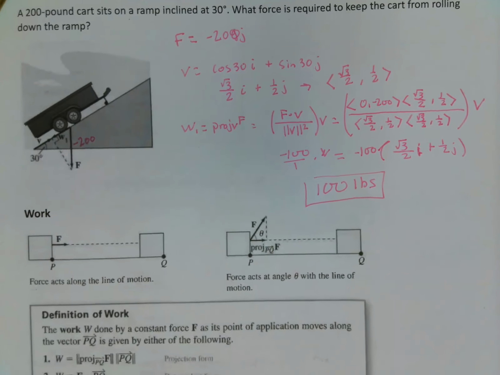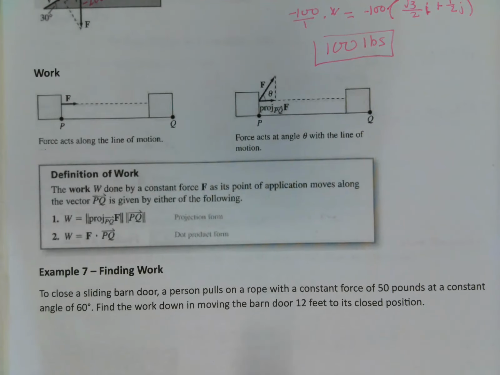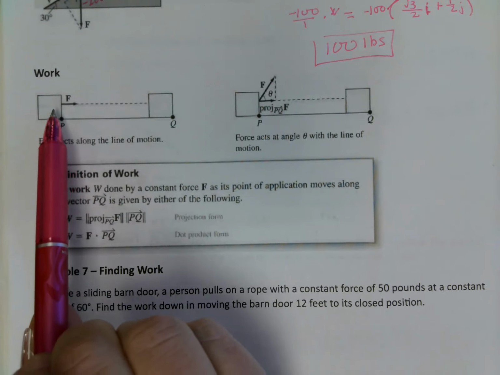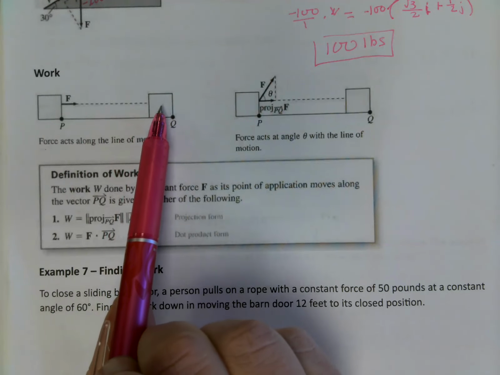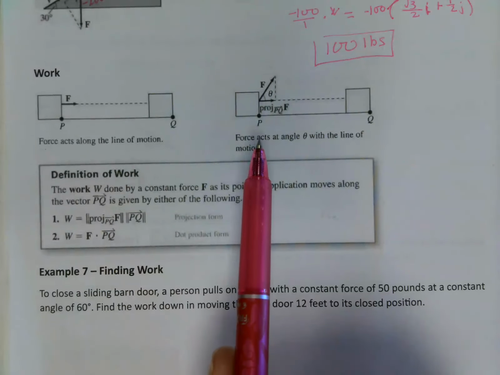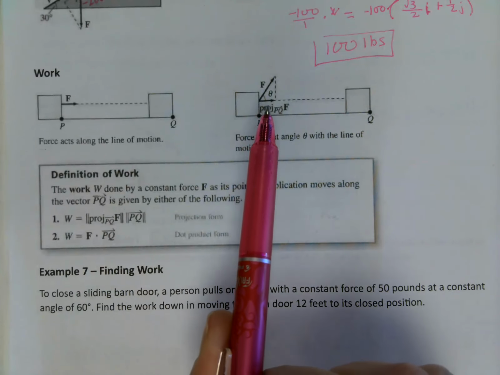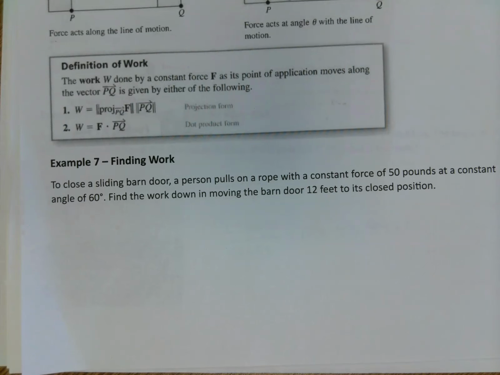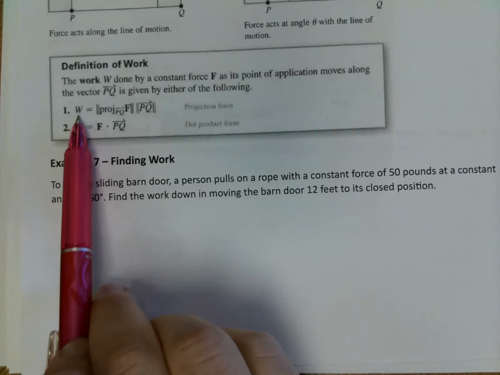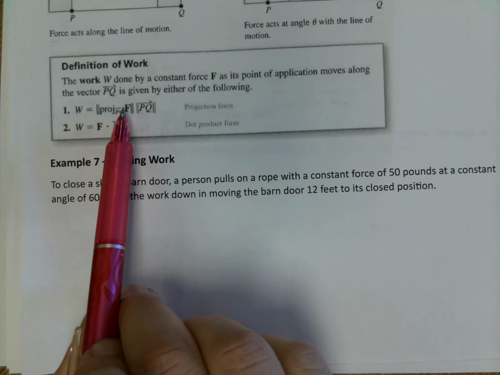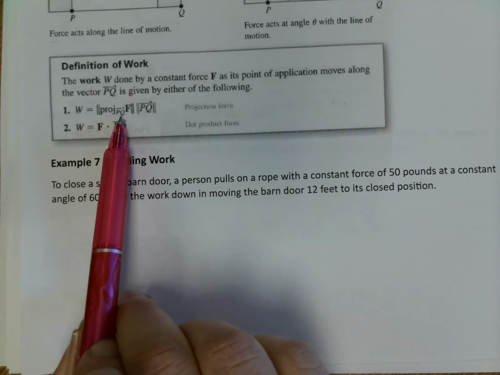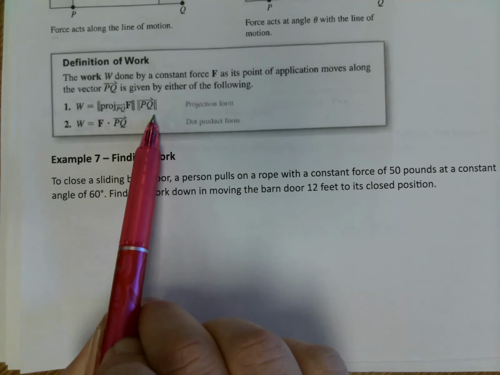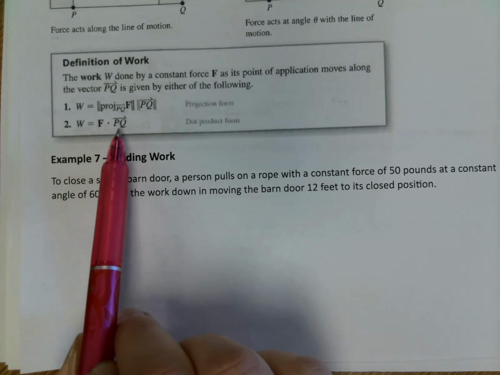And last but not least, we have talking about work. Force acts along the line of motion. So in this case, if you're pushing something this way, you're going to have that force. If you have an axis at an angle projected onto a line, obviously the force is going to be needed in a different direction. So when we look at the definition of the work done by a constant force F as a point of application moves along the vector PQ, work is equal to the projection of force onto the given vector times the magnitude of PQ, or the force dot PQ.